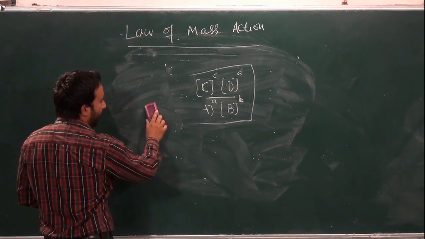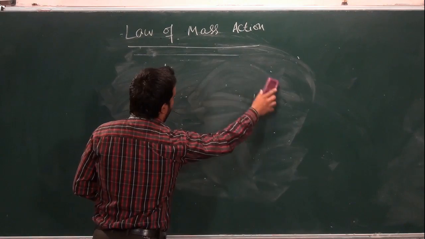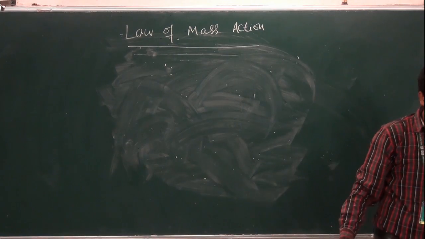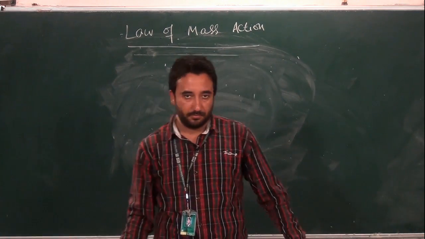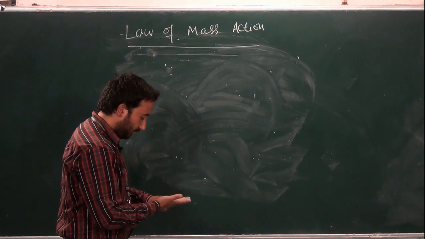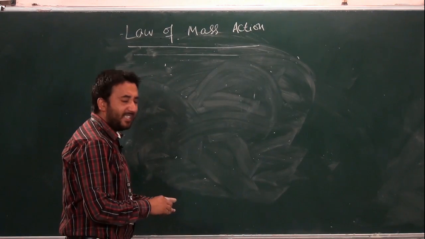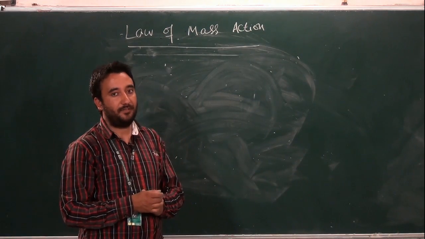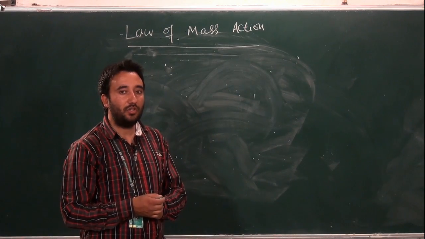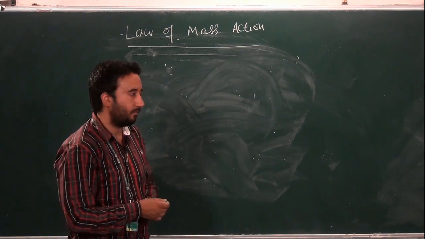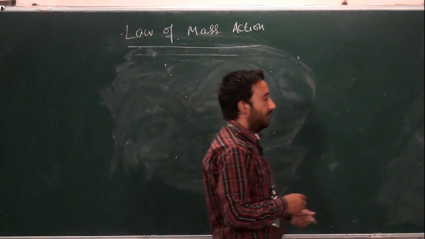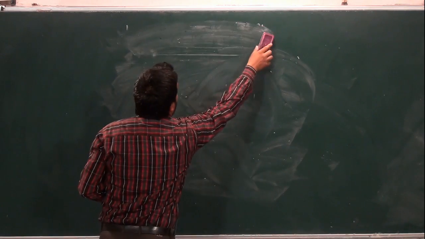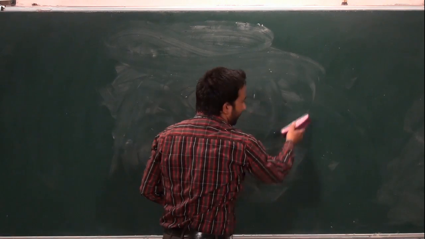So this is how we apply the law of mass action to the chemical reactions involving chemical equilibrium. Now let us see what is the effect of catalyst on the state of equilibrium. So now we have our topic, effect of catalyst on the state of chemical equilibrium.